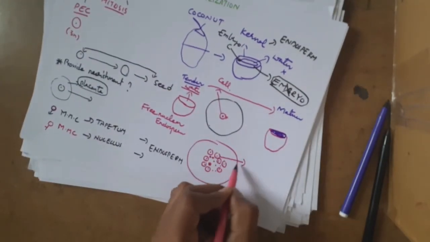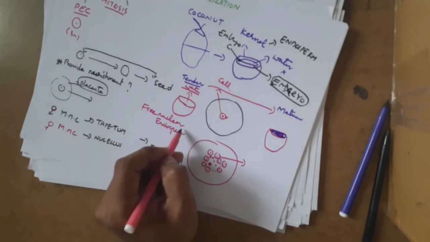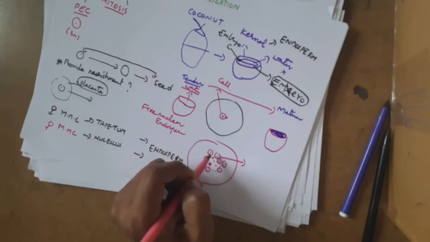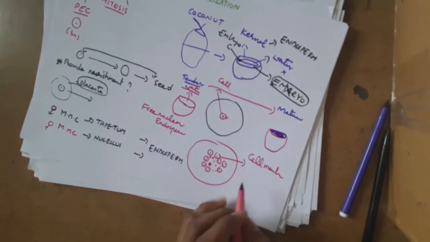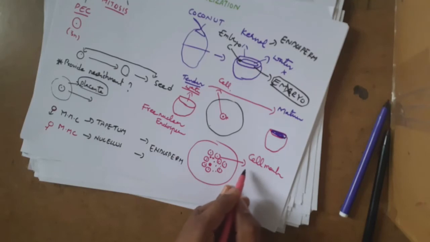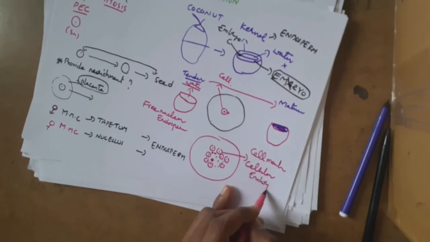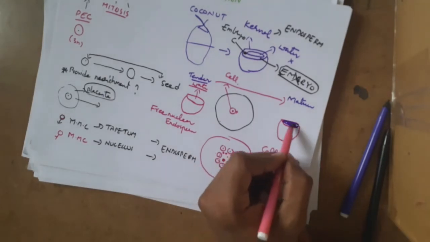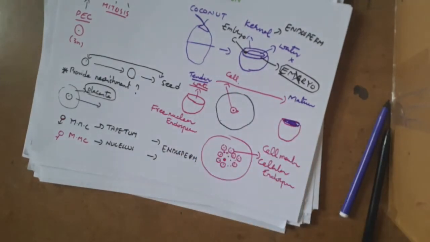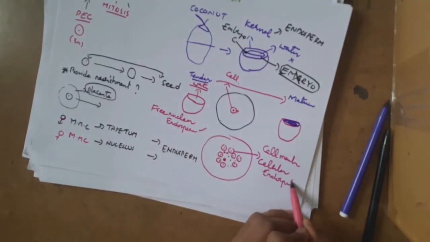That kernel, or that white part, is nothing but the free nuclear nuclei being surrounded by cell membrane, giving them the solid nature, which we call cellular endosperm. Thus the cellular endosperm becomes solidified and slowly becomes a white tissue, which we eat, or we can use it for preparing some delicacies in the kitchen. So that is the difference between free nuclear endosperm and cellular endosperm.